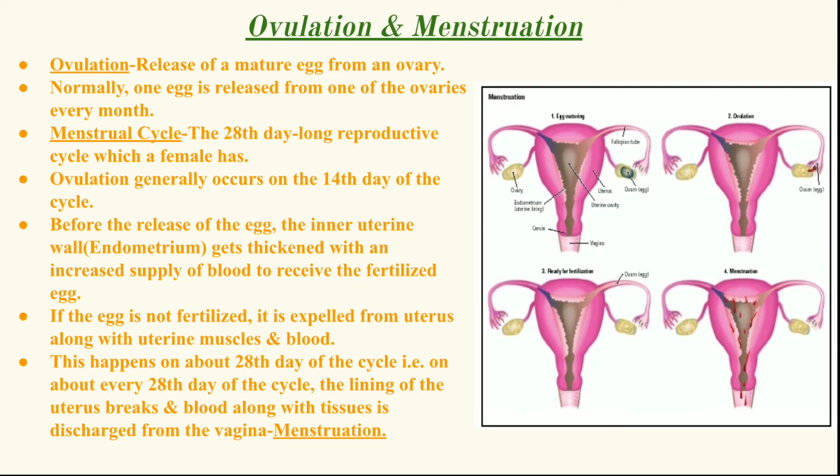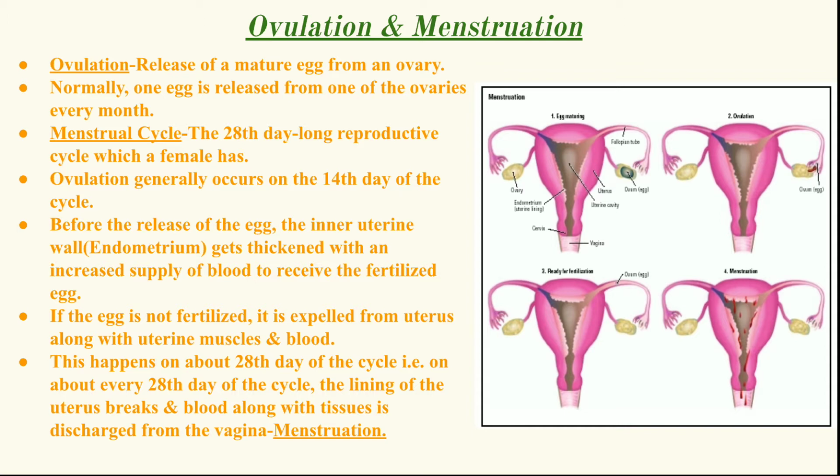Now we come to ovulation and menstruation. This is a very important process in reproduction in humans, a female reproductive characteristic. When the egg matures in the ovary, it gets released from the ovary. This process of releasing the matured egg from an ovary is known as ovulation.